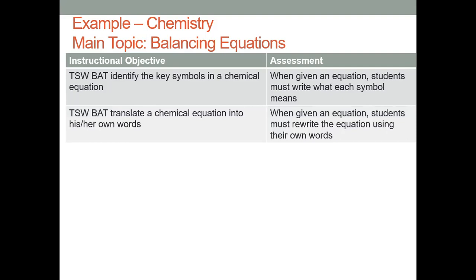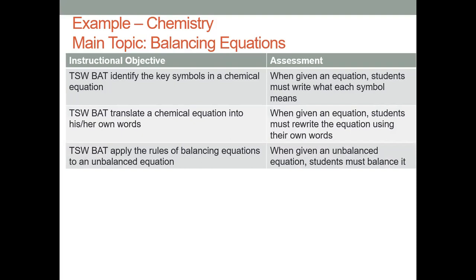At the comprehension level, the student will be able to translate a chemical equation into his or her own words. So I give an equation, H2 plus O2 makes H2O. Now, granted, that's not balanced, but we haven't balanced it yet at this level, right? We're just giving them an equation and then they rewrite it using their own words. They would say, okay, hydrogen gas plus oxygen gas makes water. That's unbalanced because we haven't actually balanced the equation yet. We're just working on translation at this point.